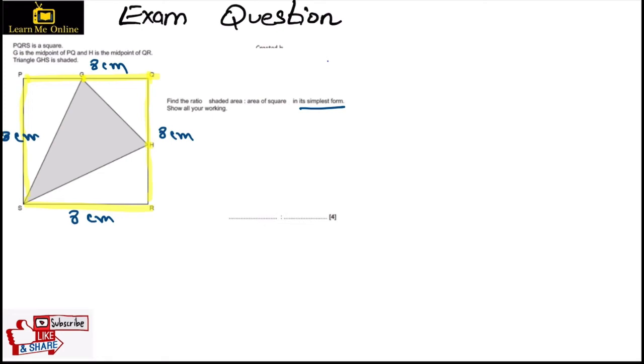Because the length of PQ is 8 centimeters, half of that, from here to here, would be 4 centimeters. Now, first of all, I'm finding the area of the square. I'm going to write it down over here: we are finding the area of the square, which is PQRS.